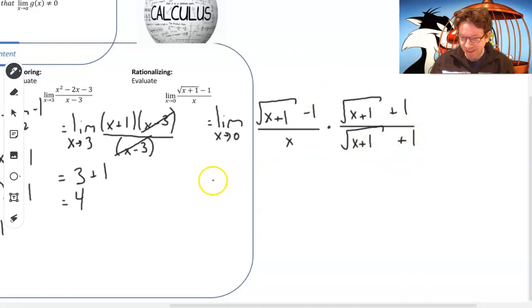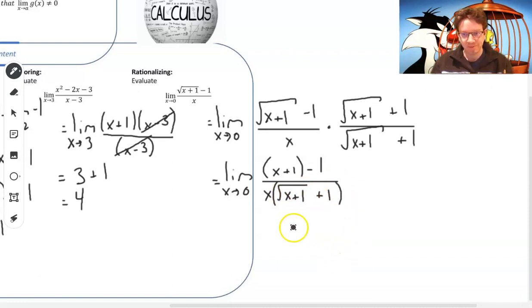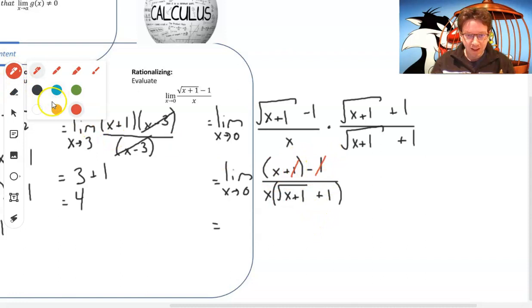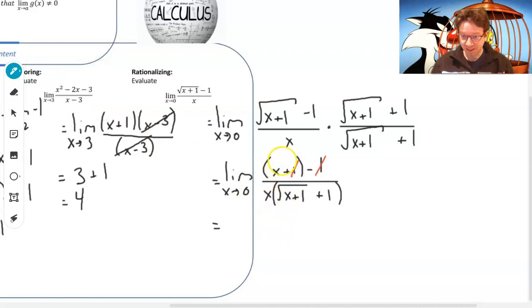So we got a difference of squares there on the numerator. So the limit as x approaches 0 would be x plus 1, and then minus 1 squared, which is 1. And that's all over x times that whole denominator there, that whole conjugate, the square root of x plus 1 plus 1. Okay, so in the numerator, what we have there is a plus 1 and a minus 1, so they're going to go away. And then we're just left with an x on the numerator. But we have that x in the denominator, so they're going to go away.